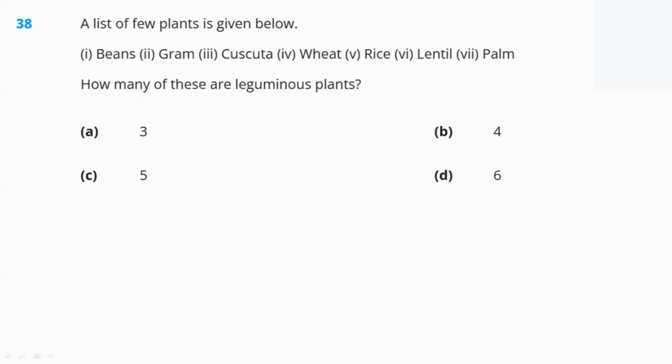Next, the list of a few plants is given below: beans, gram, cuscuta, wheat, rice, lentil, and palm. Which of these is a leguminous plant? It is beans, gram, lentil. Okay, so there are 3 of them, right? So option number A is our right answer, 3.